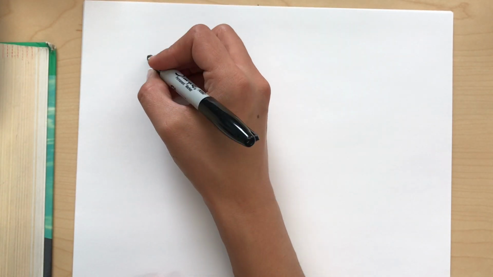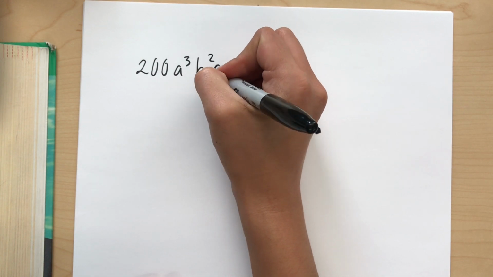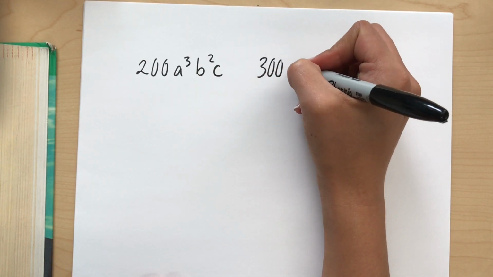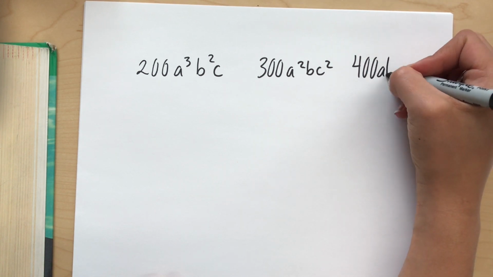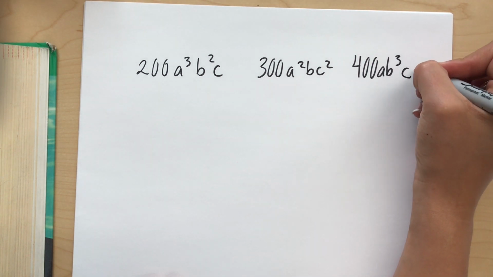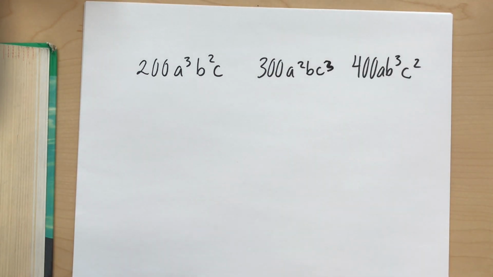Suppose I have new numbers: 200 a cubed b squared c, 300 a squared b c squared. I actually think that should be c cubed. I'm going to change it in a second here. And then 400 a b cubed c squared. Okay, so first thing I got to do is prime factorize every single number.